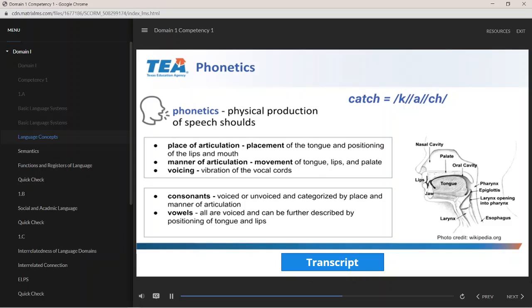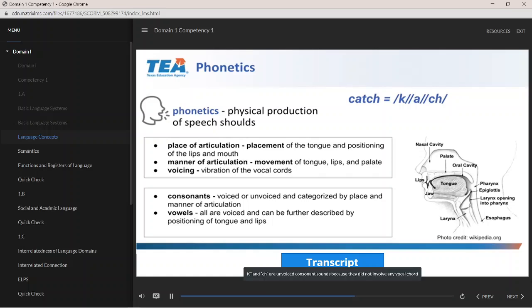Consider the word catch. It involves the actual pronunciation of three phonemes, k, a, ch. Which sounds were voiced? If you said the a sound, that's right. The a sound was voiced because all vowels are.